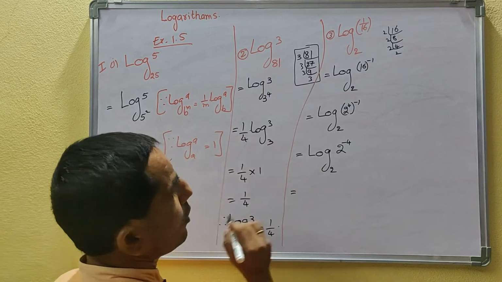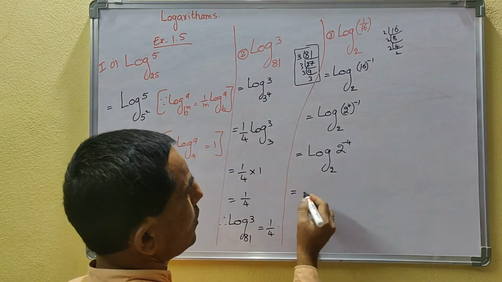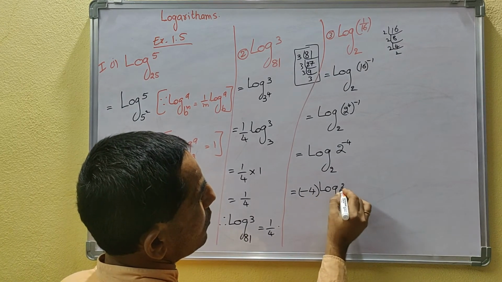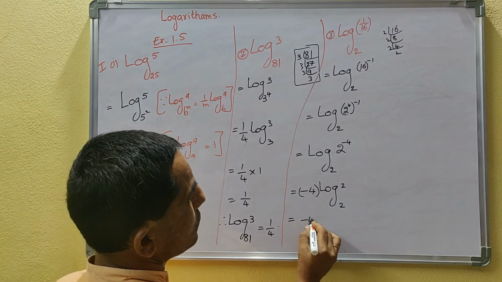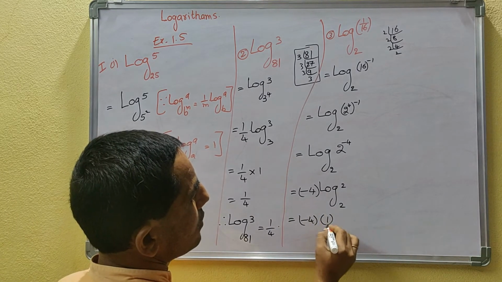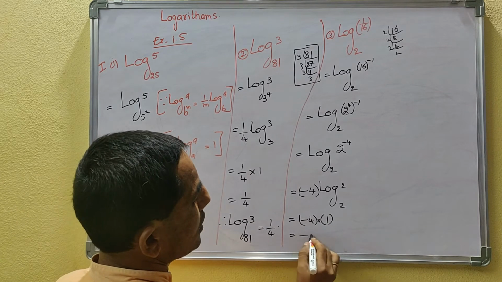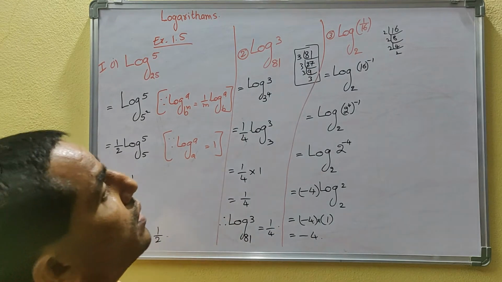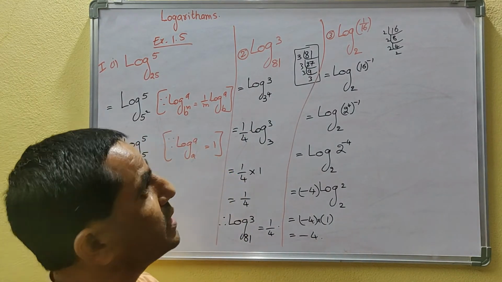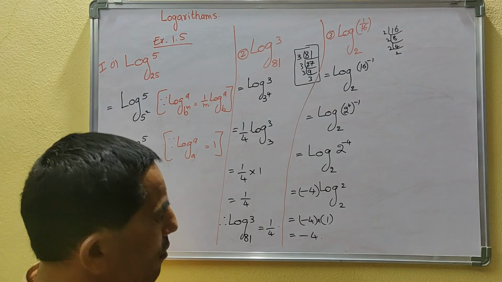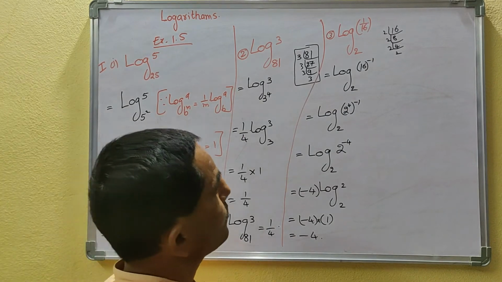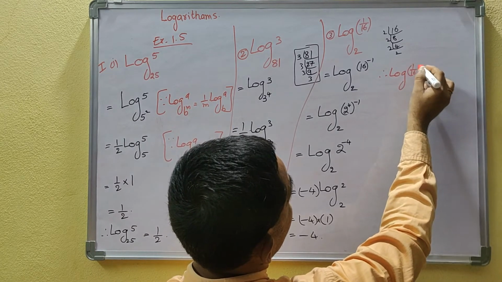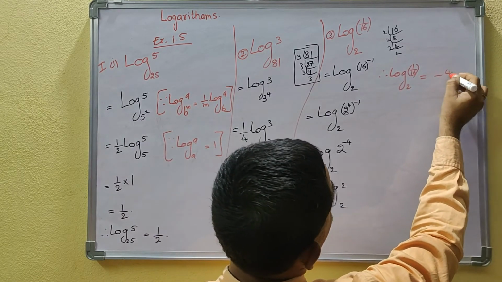Again we have one formula, log a to the power of m is equal to m into log a. So minus 4 into log 2 base 2 is equal to minus 4 into its value 1. So minus 4 into 1 is equal to answer minus 4. Therefore log 1 by 16 base 2 is equal to answer minus 4. I will write here: therefore log 1 by 16 base 2 is equal to minus 4.